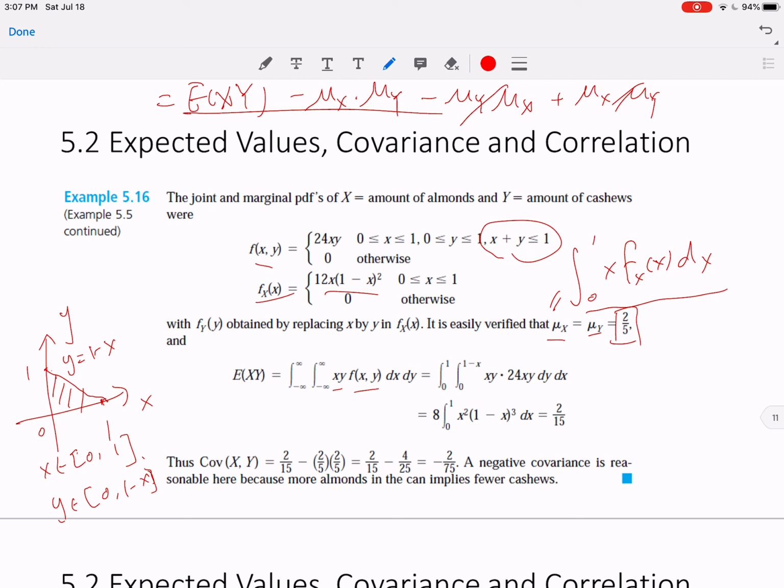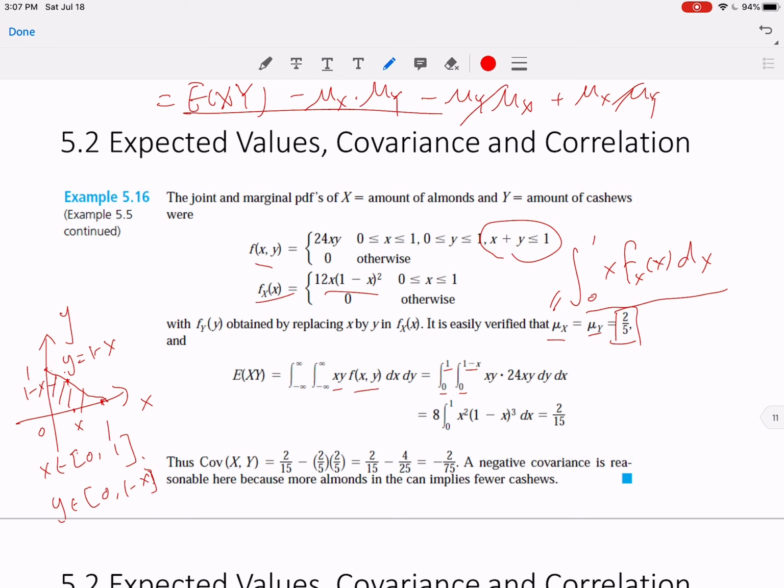If this is an x, then the upper boundary of y would be 1 minus x. It cannot be higher than that. If it's higher, it would be outside of this region, which is not what we want here. That's why the boundary for x is from 0 to 1, and for y is from 0 to 1 minus x.